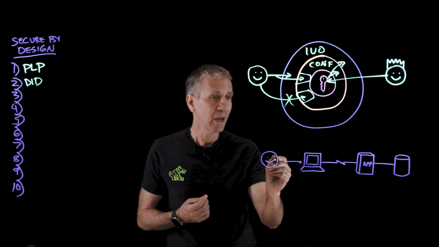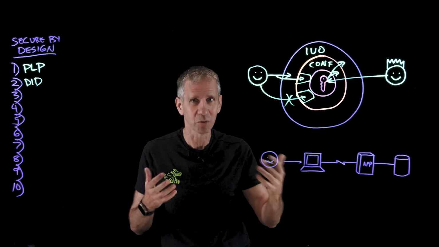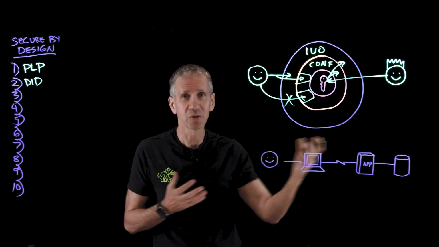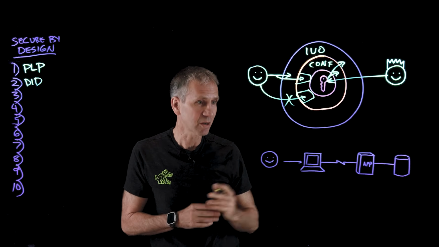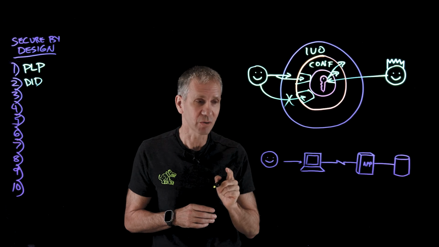Here's an end user, and they're going to use some endpoint device, a laptop in this case, could be a mobile device, coming across a network to hit an application which pulls data from a database. So that's a typical use case, a typical architecture that we might see here. So I'm going to look at each one of these layers and try to secure each one of them.